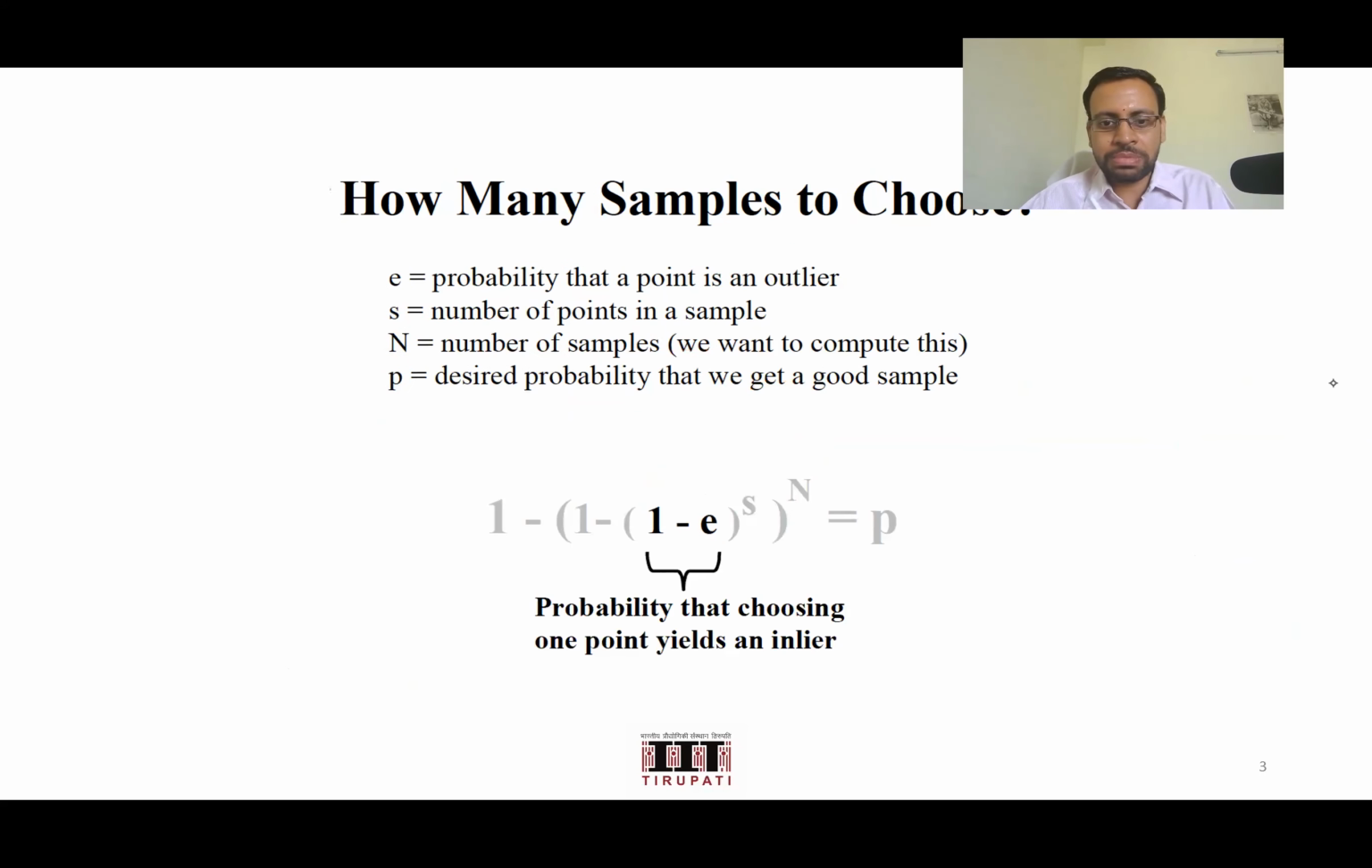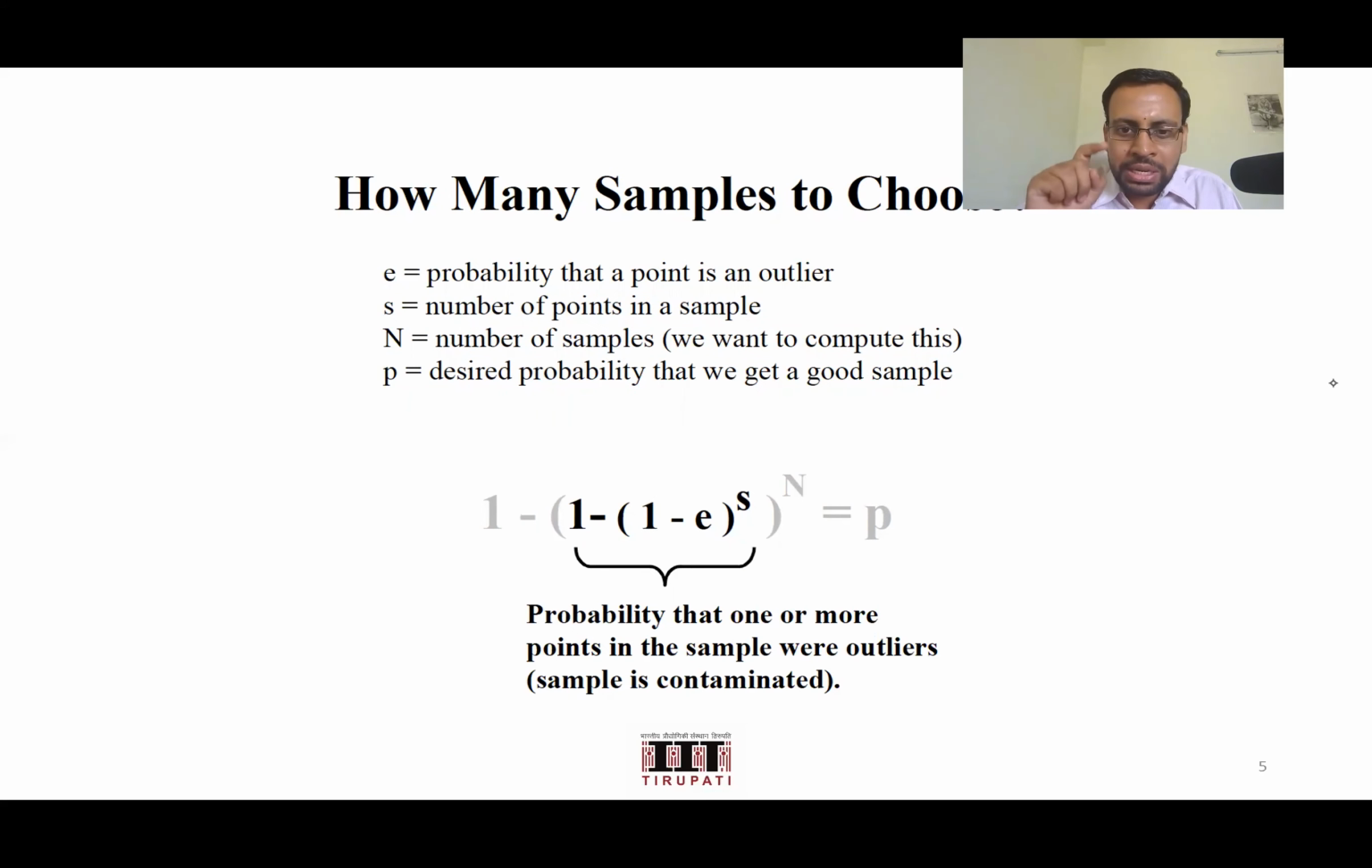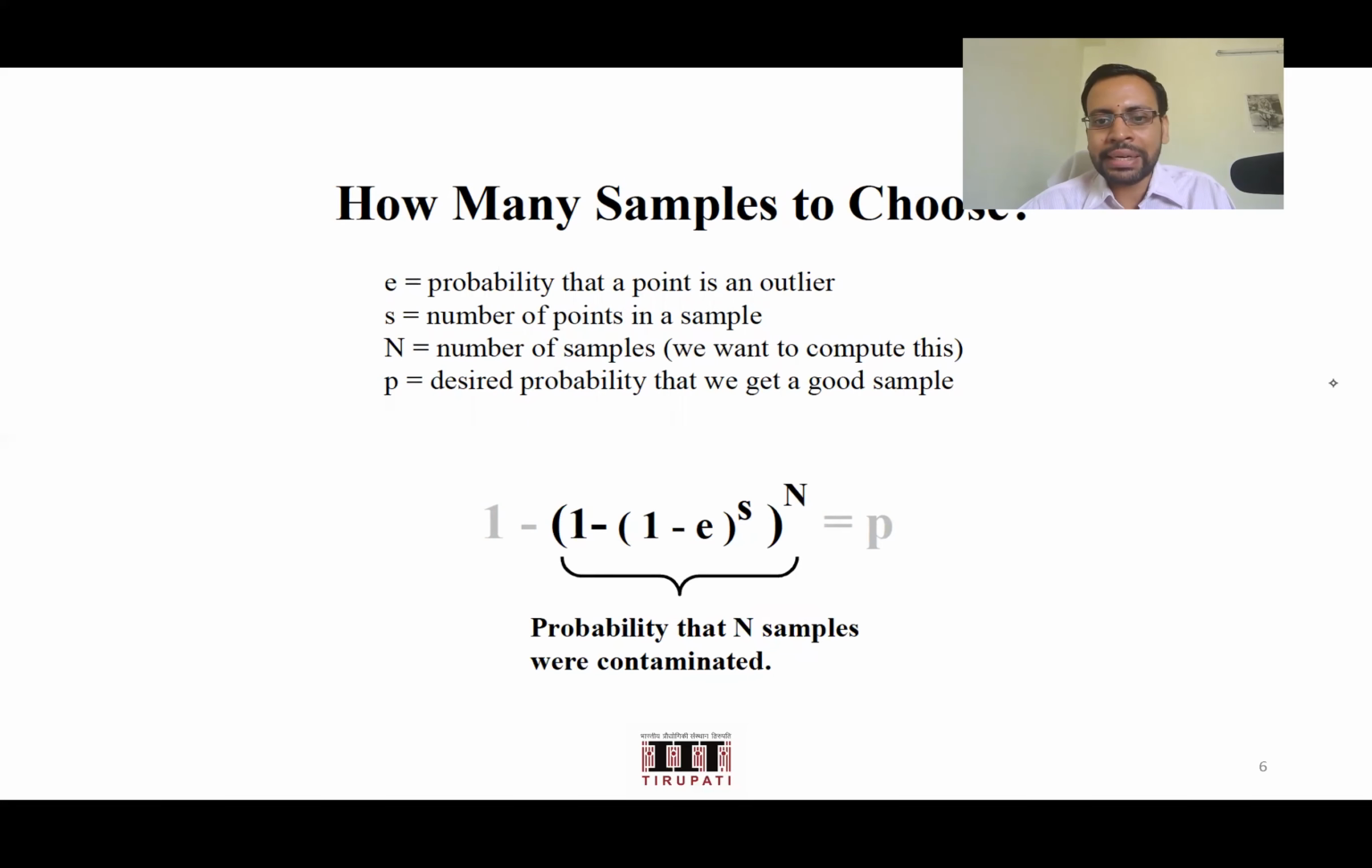I'll show you the same thing here. 1 minus E gives you the probability that choosing one point yields an inlier. This 1 minus E whole power S gives you the probability of choosing S inliers in a row. And 1 minus of 1 minus E whole power S gives you the probability that one or more points in the sample were outliers. That means your sample is contaminated, and that whole power n will give you the probability that all n samples are contaminated.